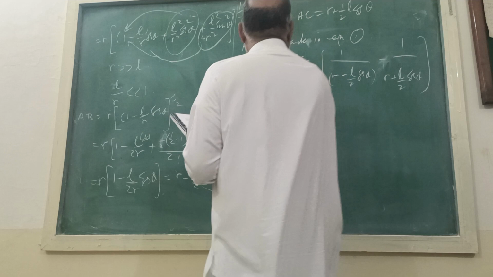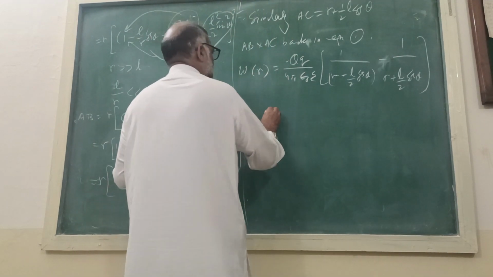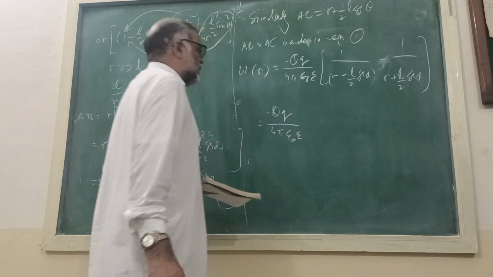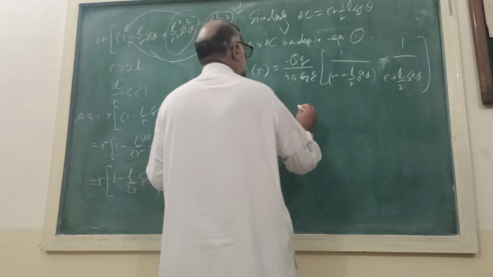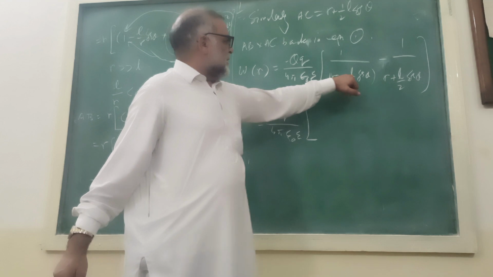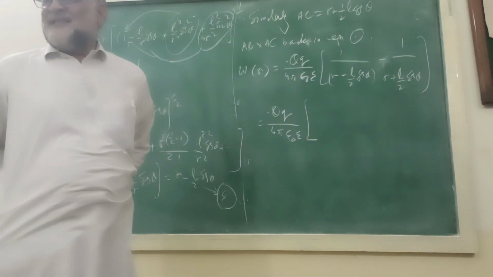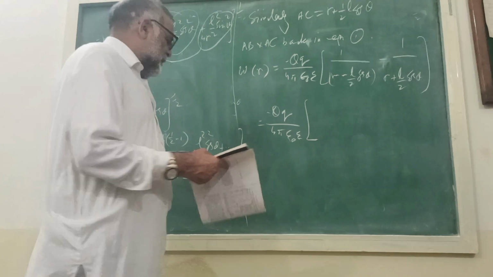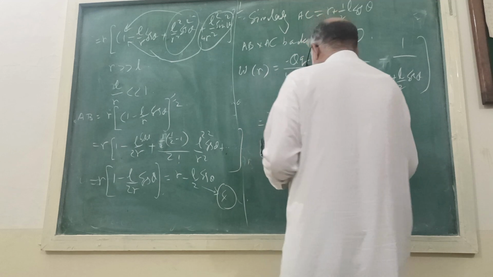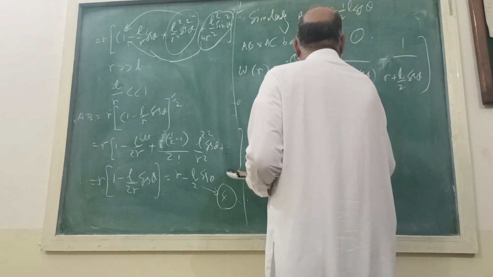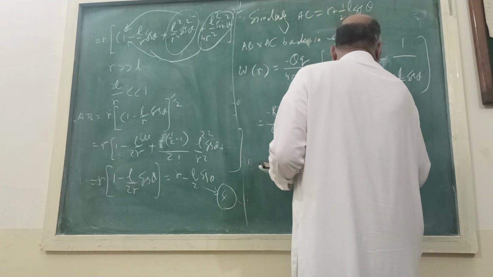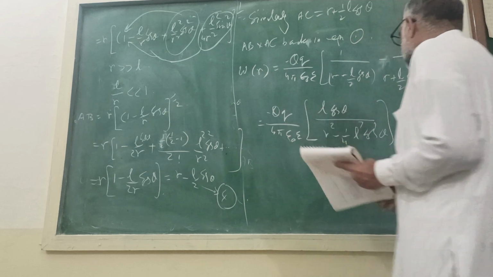So if we further simplify this, that is minus Q over 4 pi epsilon naught epsilon, and take the LCM. So R square minus L by 2 whole square will be the LCM. If we simplify this, we get L cosine of theta divided by R square minus 1 over 4 L square cosine of theta whole square.